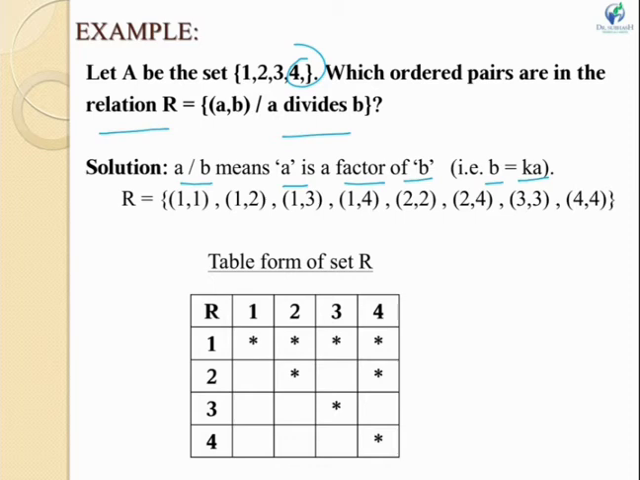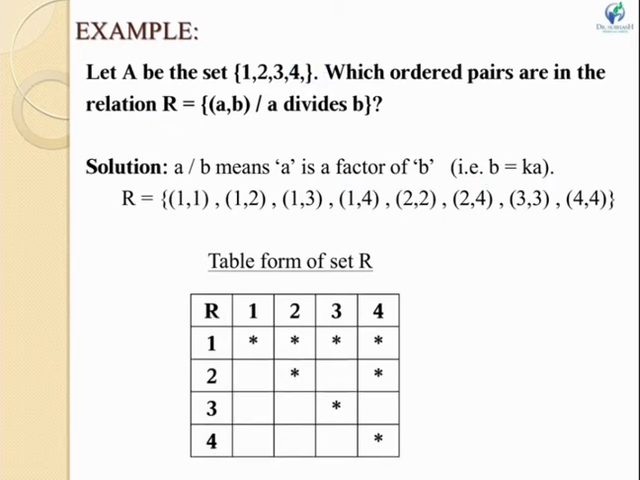But we have to take care of the condition that a divides b. That means a is a factor of b. So we will not consider all the pairs. We will consider only those ordered pairs which satisfy this condition. Now if I take 1, then all four will be included: (1,1), (1,2), (1,3) and (1,4).